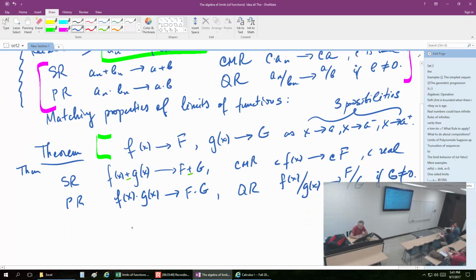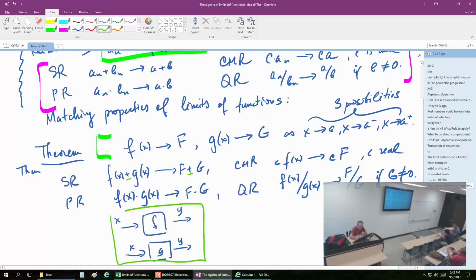Just as a review, if this is f, x comes in, y comes out, and this is g, x comes in, y comes out. They seemingly exist apart from each other, but what we could do is create a new function like this. A new function that takes x in and takes out, say y1 and y2, and this is y1 plus y2, and that, how about z? So that's a new function, the sum of the two.